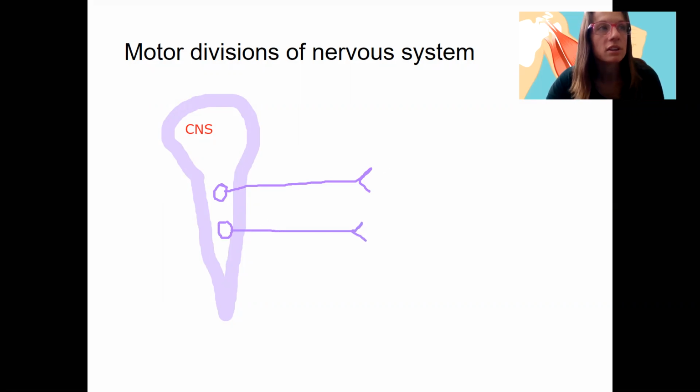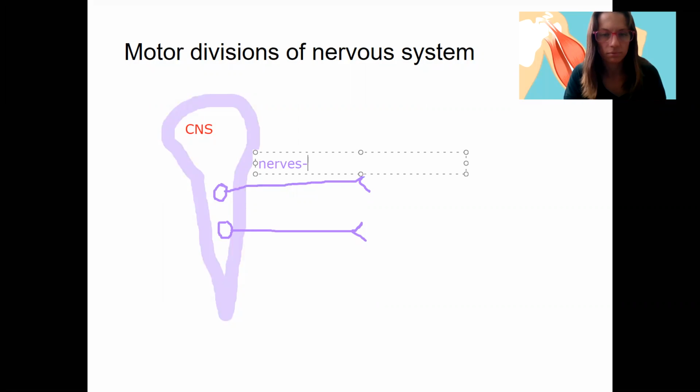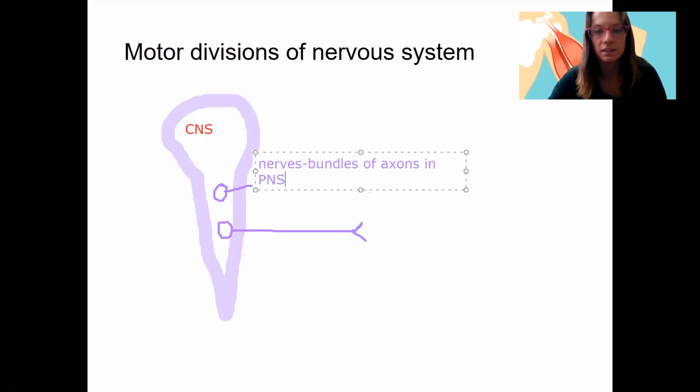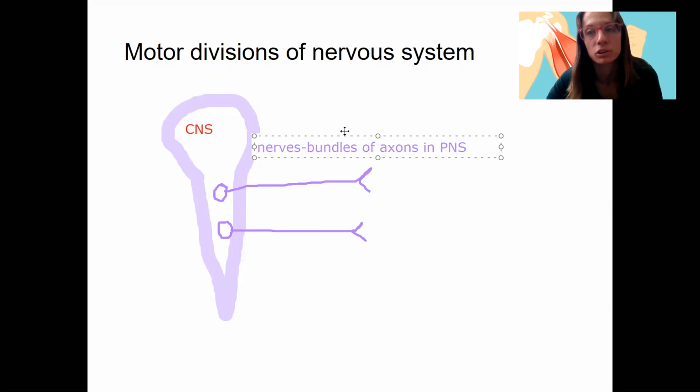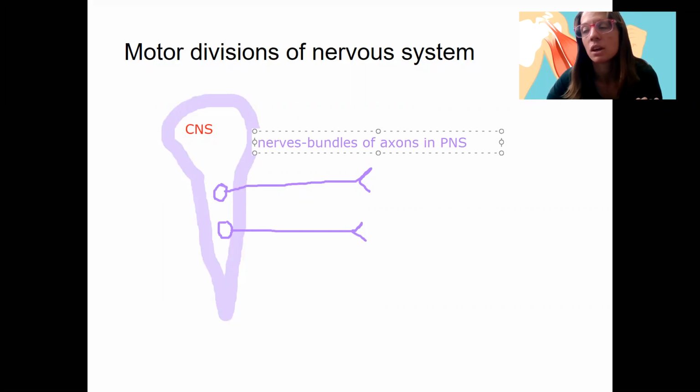Bundles of these axons are called nerves. I don't like this red. Let's change this. In the PNS, peripheral nervous system. So I just want to remind you, I'm drawing a single axon, but in reality, these would be bundles, a whole bunch of axons. So then we've got a couple different places these can go.